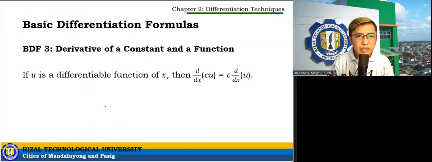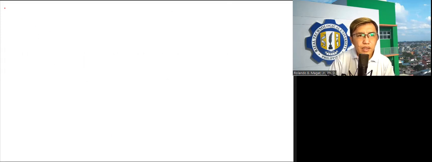Next, we have the basic differentiation formula number 3, the derivative of a constant and a function. Other books say it's constant times a function. It's just the same. So if u is a differentiable function of x, then d over dx of c times u is equal to c times d over dx of u. And again, we're going to show that. Let's have the proof.